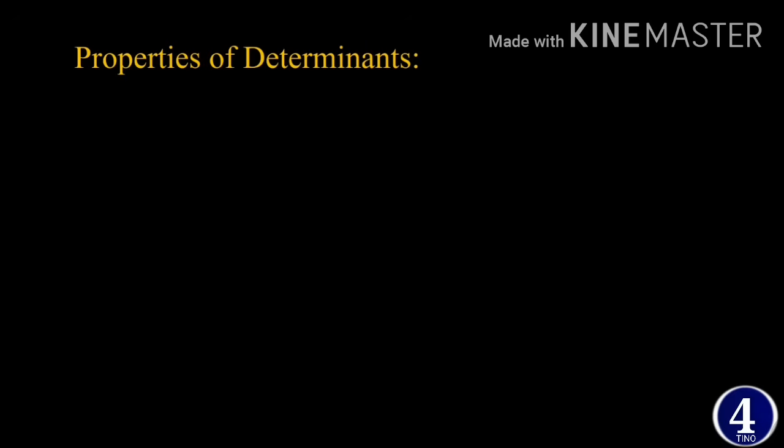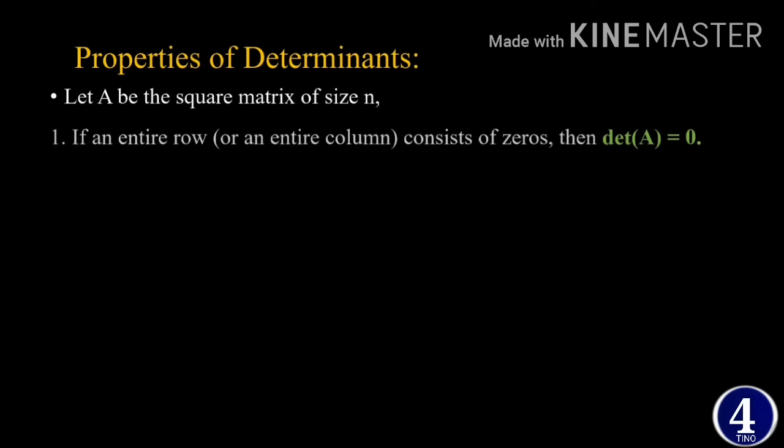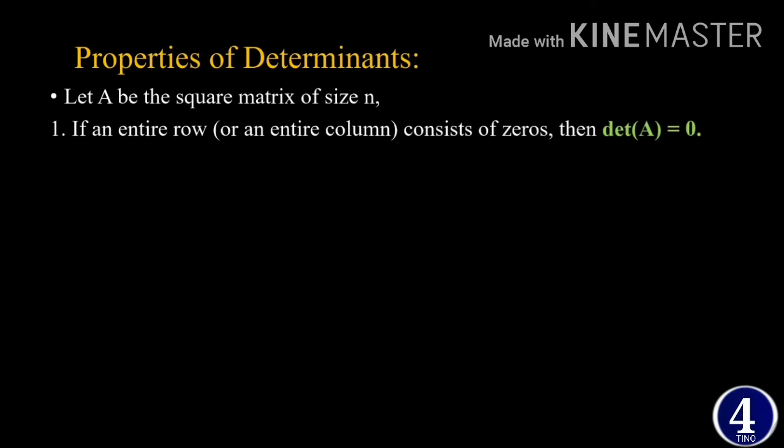Properties of determinants. Let's begin. You have seen the title, the determinant and its related properties. Now these are the properties. The first property: let A be a square matrix of size n, an n by n matrix. If an entire row of that matrix has all entries zero, then without doing any calculation you just write the determinant of A is 0, and you're done.